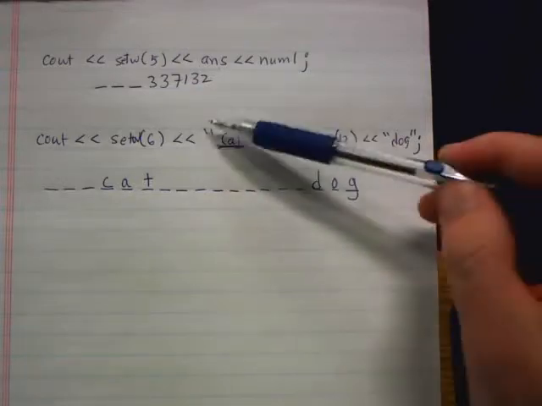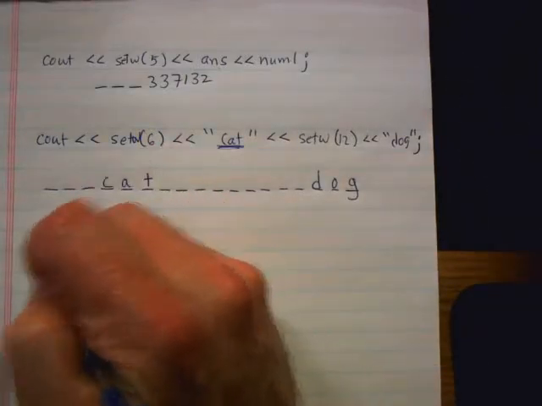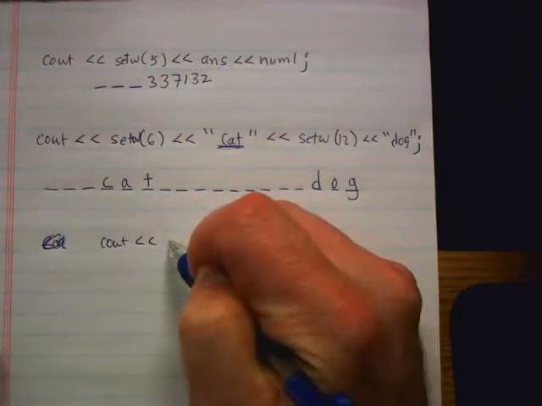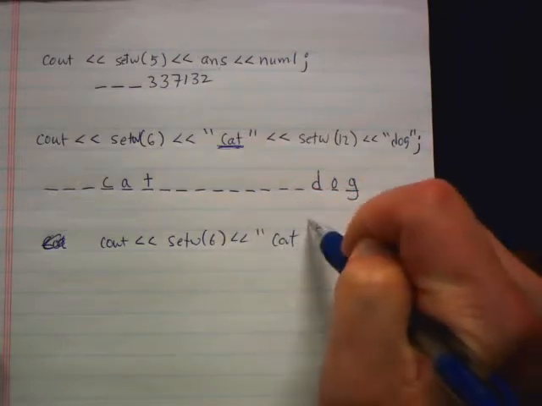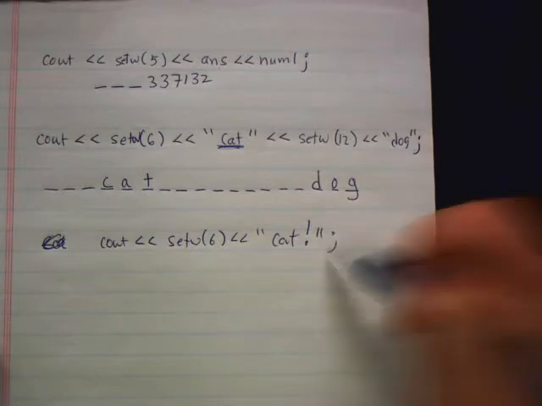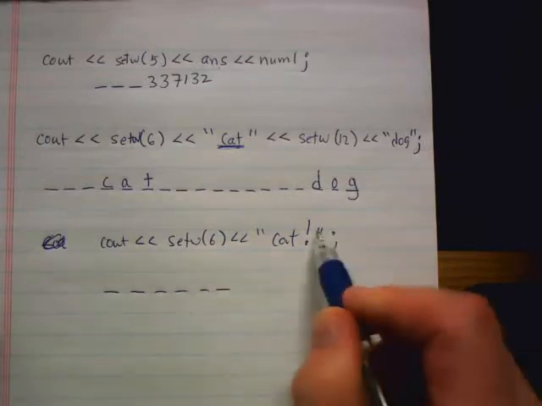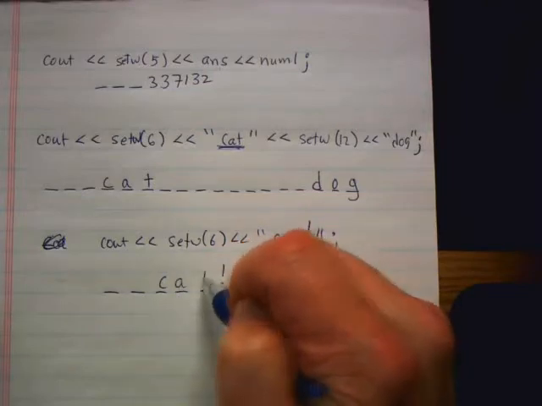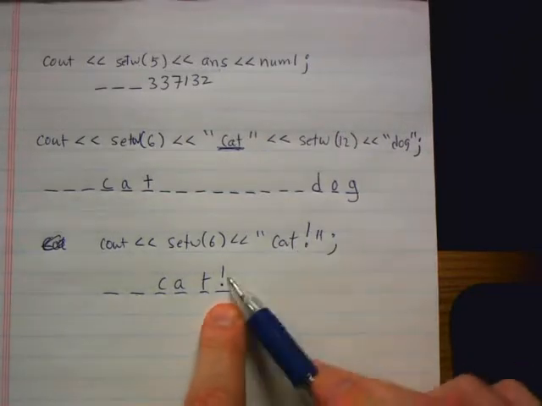Yes, it would not matter what was inside these quotes. So if I had cout set width 6, cat with an exclamation mark, then it would still save 6 spaces, and now the exclamation mark would be all the way to the right, and then the word cat would come before that. So that would save 2 blanks, and write cat with an exclamation. It wouldn't matter what's inside those parentheses, the last thing always goes all the way to the right.